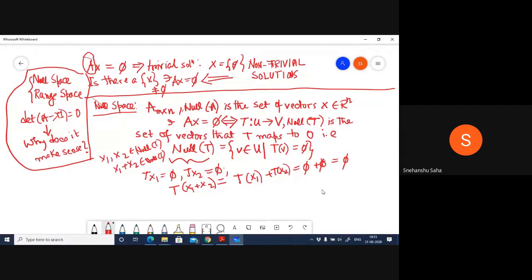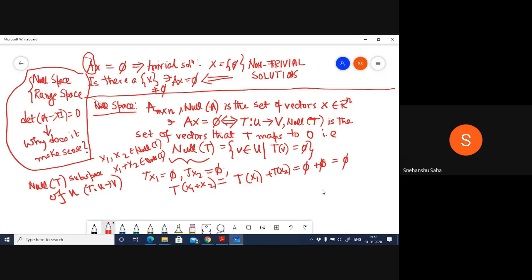Similarly, the scalar multiplication is also easy enough to show. So this is a subspace of the vector space U. Very, very important. So this is a very important fact that null of T is a subspace of the vector space U, because we have defined the transformation T as going from U to V.